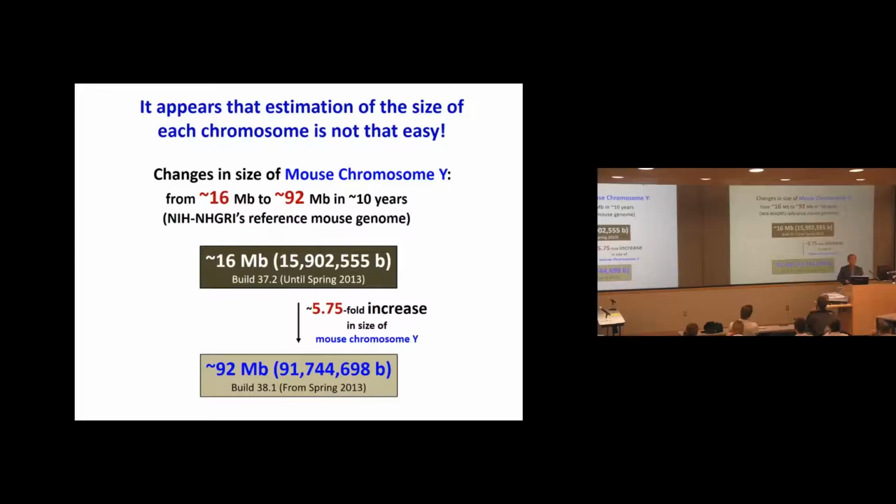So mouse chromosome Y was annotated as 16 million nucleotides until 2013. 16 is one sixth. But in 2013, NIH quietly updated the mouse chromosome Y. Now it is 92 million nucleotides, so almost 6 times larger. That means NIH is having a really hard time estimating the size of individual chromosomes, not to mention sequencing the entire genome.